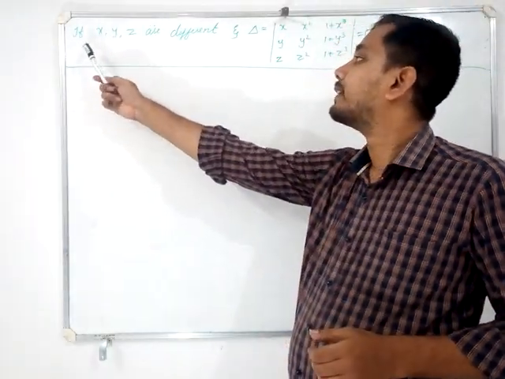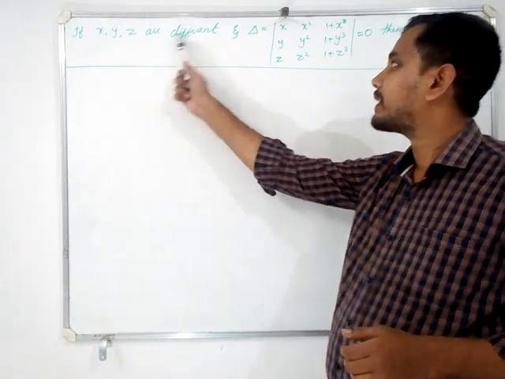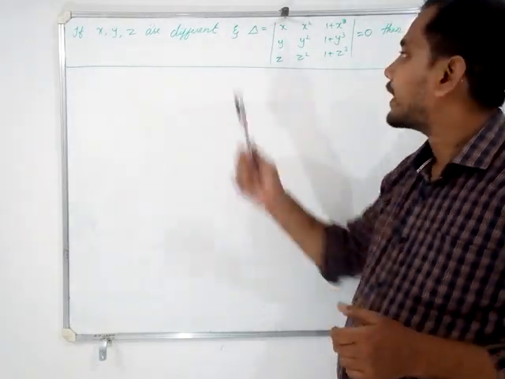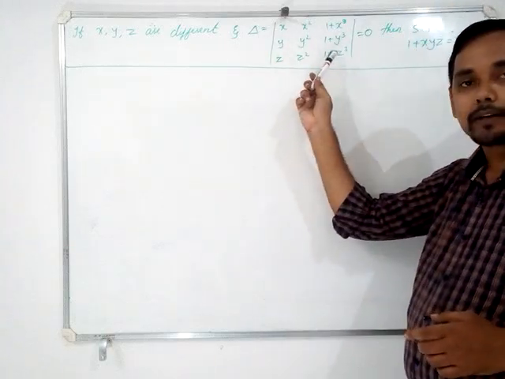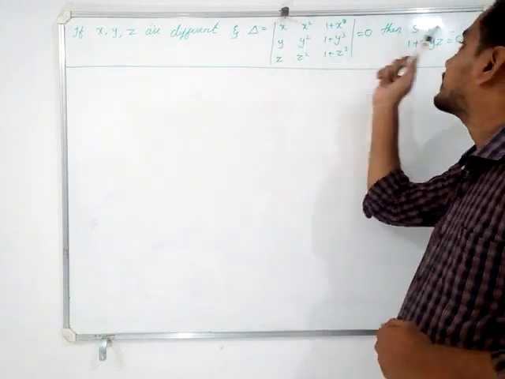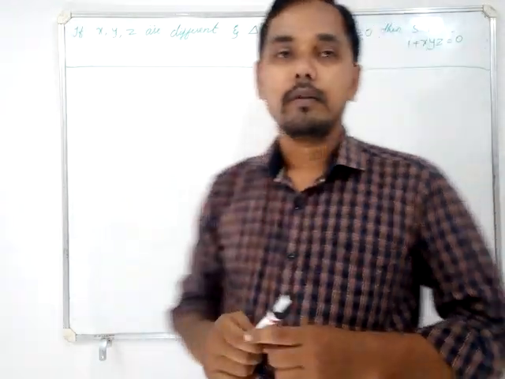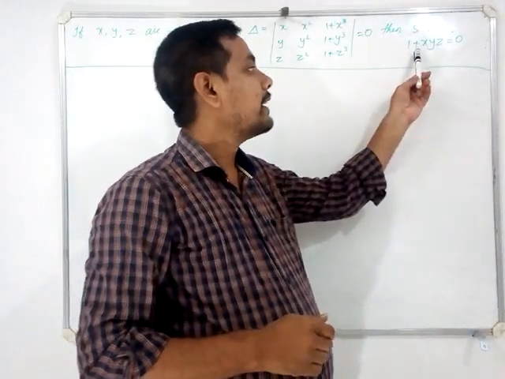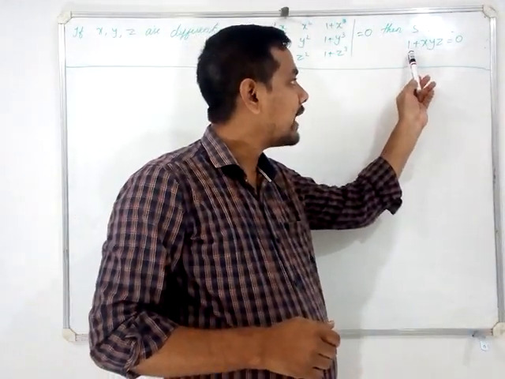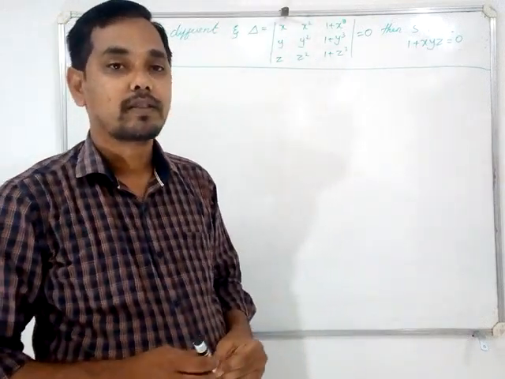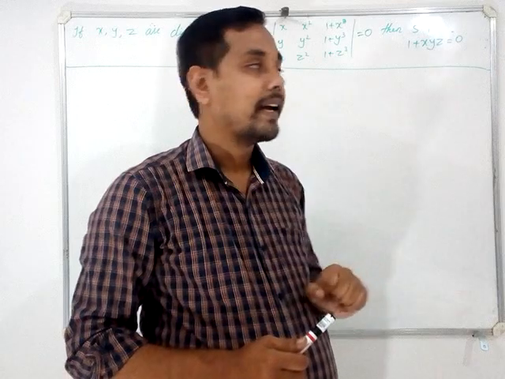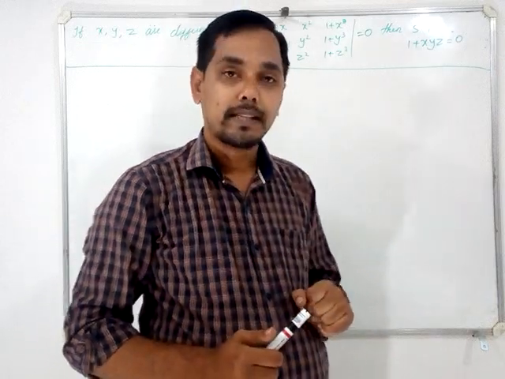So here they have given that if x, y and z are different, then a 3 cross 3 determinant is equal to 0. Then we are asked to prove that 1 plus xyz is equal to 0.